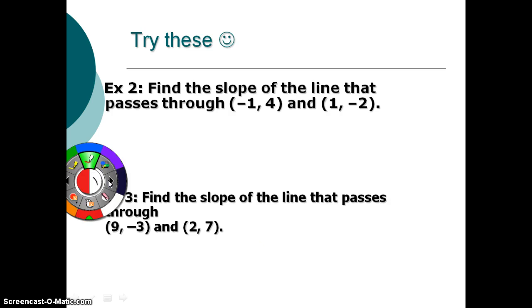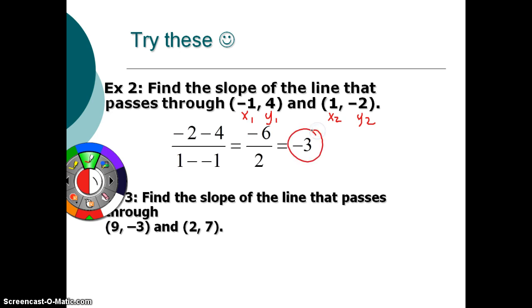Try these. Find the slope of the line that passes through the points negative 1, 4, and 1, negative 2. So this is your x1, y1, x2, y2. Remember that slope is the change in the y's over the change in the x's. So we're going to have negative 2 minus 4 over positive 1 minus negative 1. That will simplify to negative 6 over 2, which then equals negative 3. So our slope would be negative 3.